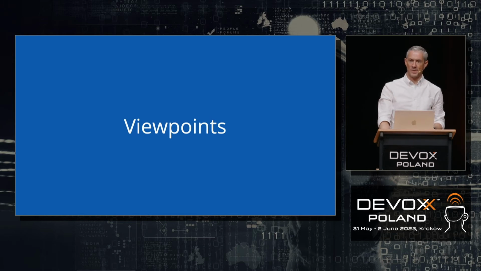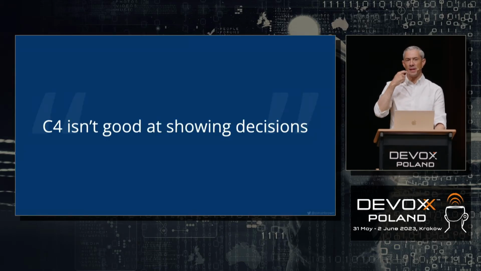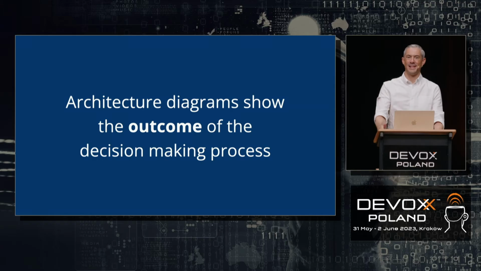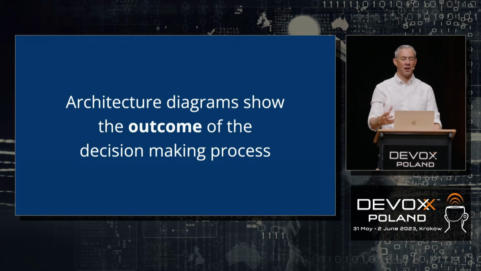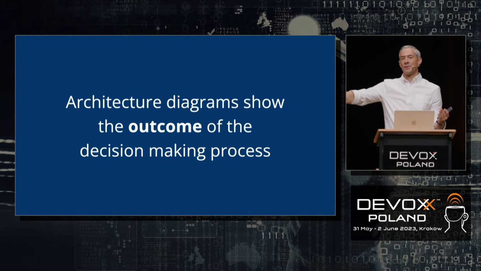Viewpoints. So the way we look at C4 model diagrams. This is quite common: the C4 model is not good at showing decisions. Absolutely correct, and I 100% agree with this. And do you know what? It's not supposed to. For me, an architecture diagram, irrespective of whether you're using C4 or UML or ArchiMate or some other formal notation, is about showing you the outcome, the end point of your decision-making process. It's not about recording the decisions on the diagrams themselves.